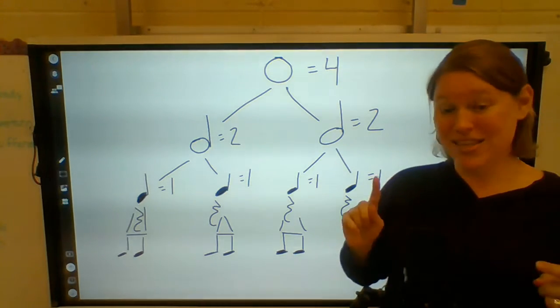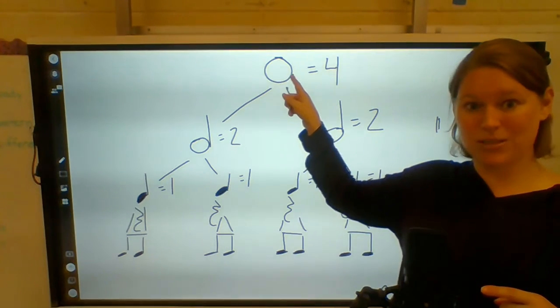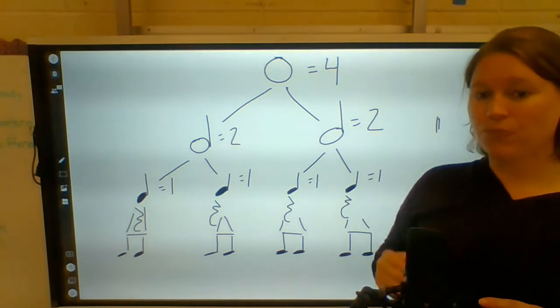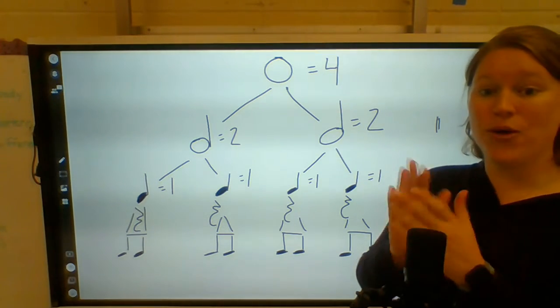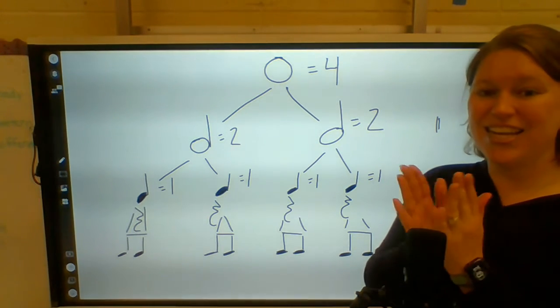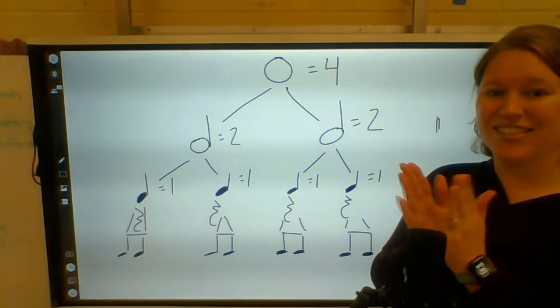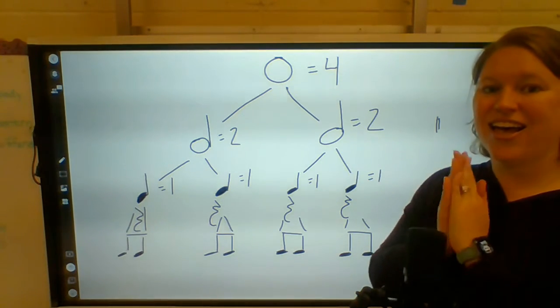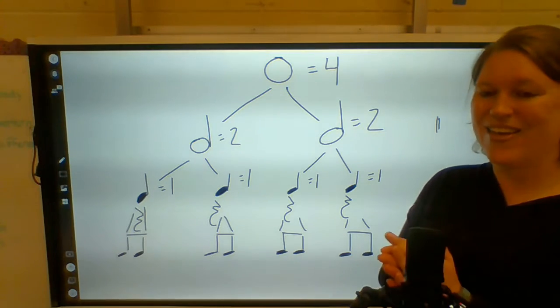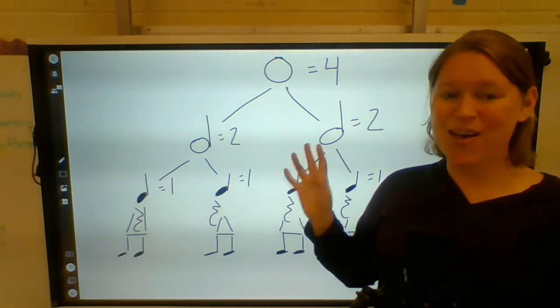Can we do it backwards? Can we start from the toddies and go all the way up to the top of the tree? Here we go. 1, 2, 1, 2, ready, go. Toddy, toddy, toddy, toddy, ta, ta, ta, ta, ta, ta, ta. Fantastic job, fantastic job.